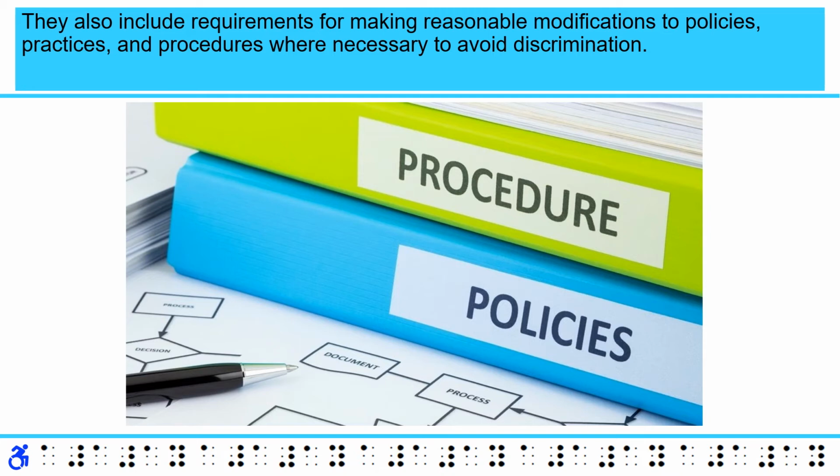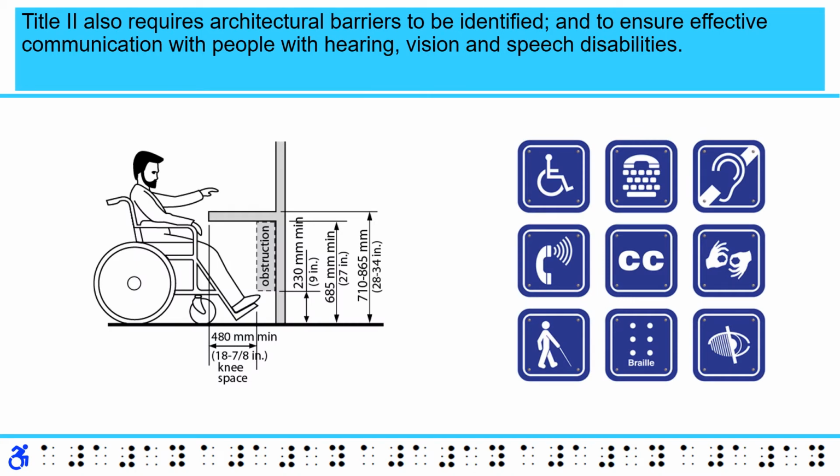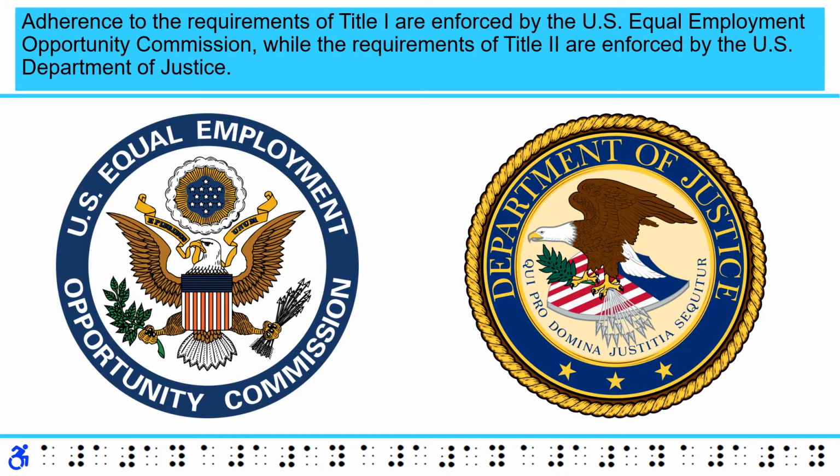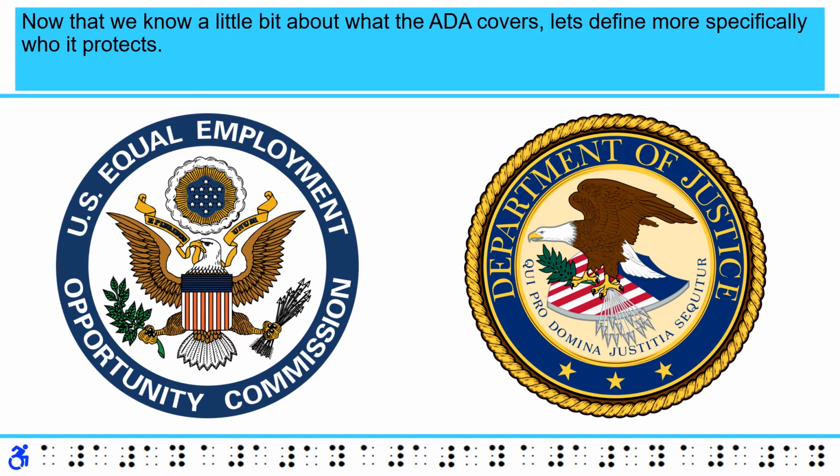Title II also requires architectural barriers to be identified, and to ensure effective communication with people with hearing, vision and speech disabilities. Adherence to the requirements of Title I is enforced by the U.S. Equal Employment Opportunity Commission, while the requirements of Title II are enforced by the U.S. Department of Justice.